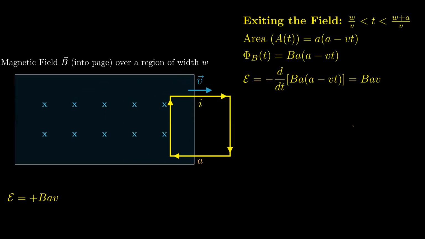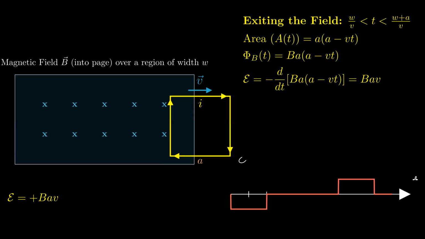As the loop exits the magnetic field, the flux through it decreases. According to Lenz's law and right-hand rule, a clockwise current is induced that produces a magnetic field in the direction of applied field B and resists the cause of induced EMF. The EMF is now positive BAv.